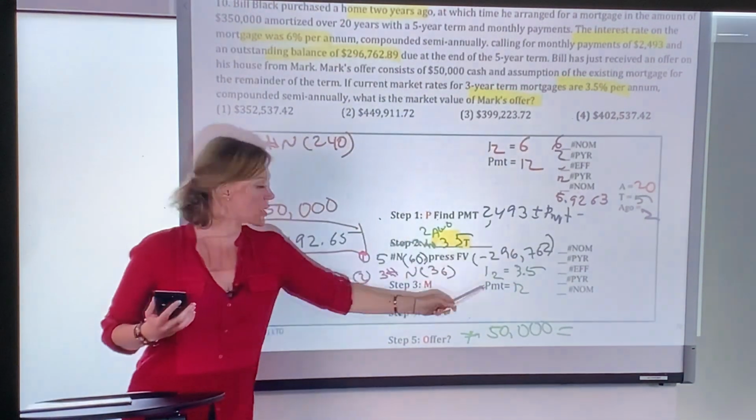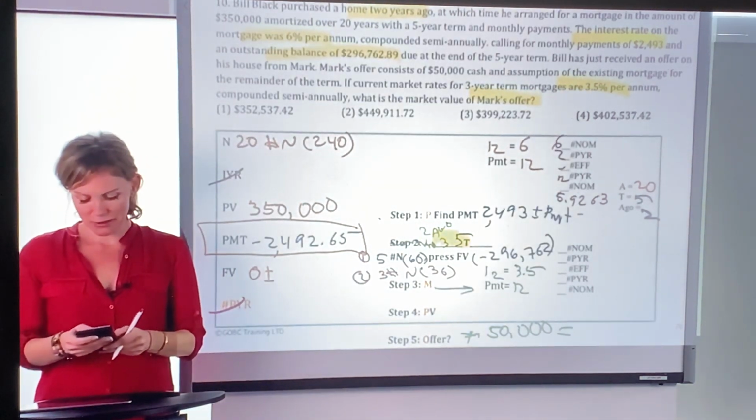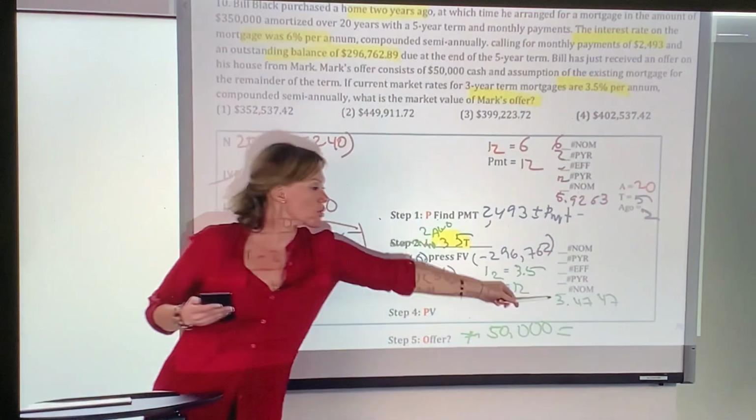So let's just do the conversion happening here. I have no space, but you can do it. 3.5 shift norm, 2 shift PYR shift effective, 12 shift PYR shift norm. You should get 3.4747. That's your step number 3. So that should be the conversion.